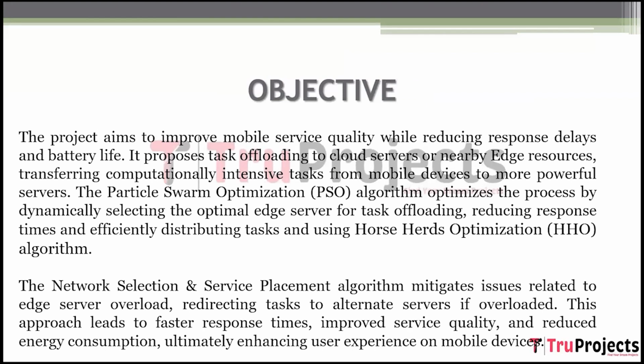Objective. The objective of the project is to enhance mobile service quality, improve battery life and reduce response delay. It proposes task offloading to cloud or edge servers for heavy computations. The PSO and also Harris Hawks Optimization, which is the HHO algorithm, is introduced for optimal edge server selection considering distance and server load. This aims to dynamically manage resources, avoid overloading and deliver efficient services to mobile users. By offloading tasks to nearby sources and intelligently distributing the workload, the project seeks to provide faster responses and better overall user experience on mobile devices.